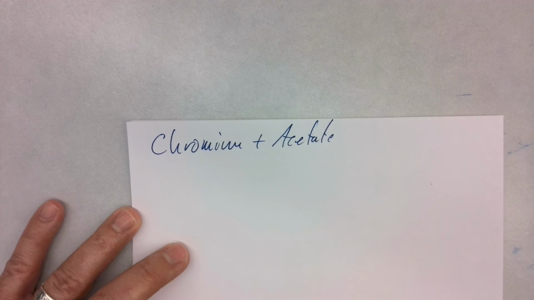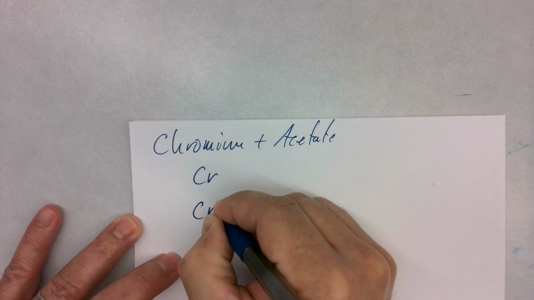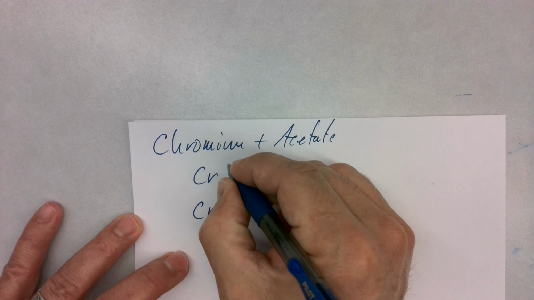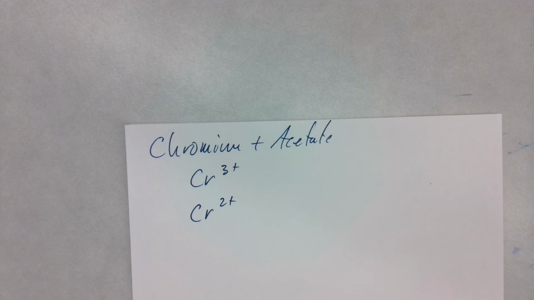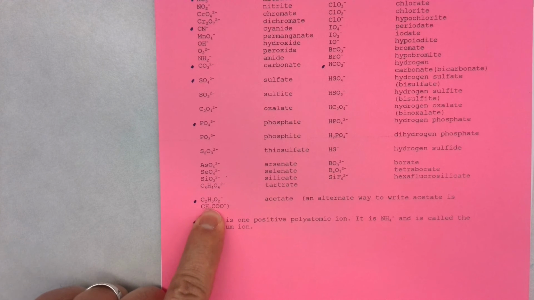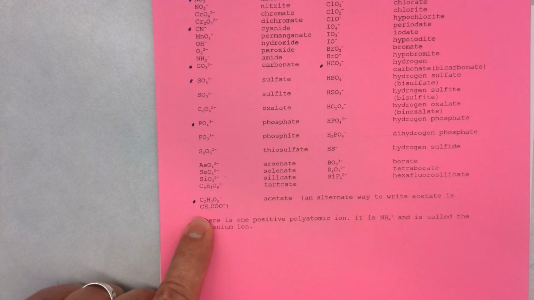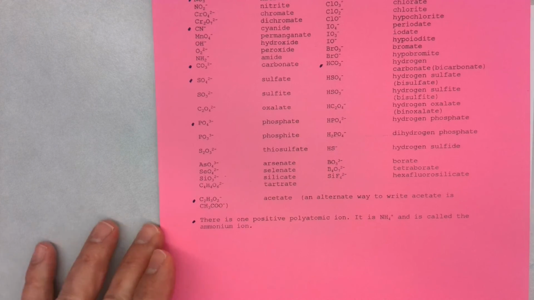Why don't you give us our options for chromium? What my numbers are going to be for chromium. 6, 3, and 2. Well, what do we know about the 6? 6 doesn't count, so I'm going to be a chromium 3 positive, and I'm going to be a chromium 2 positive. Now, acetate, pay attention. When we write it like this, we'll use this top way of writing acetate, C2H3O2 negative. The next way is called CH3COO. That's the way it bonds. That's for down the road. For right now, we'll use this top version, C2H3O2 negative.